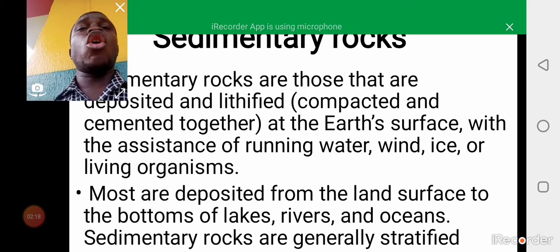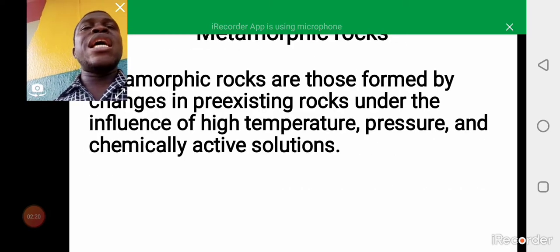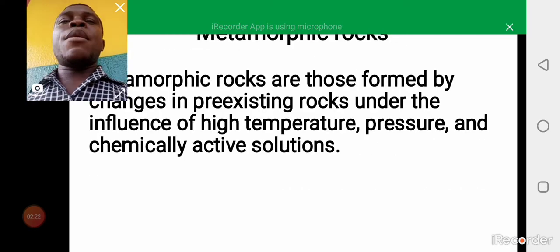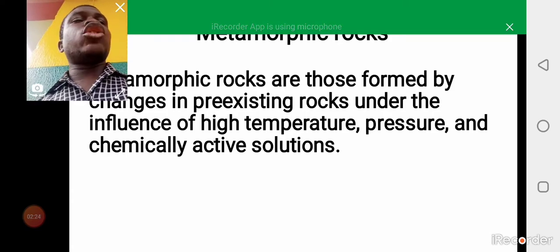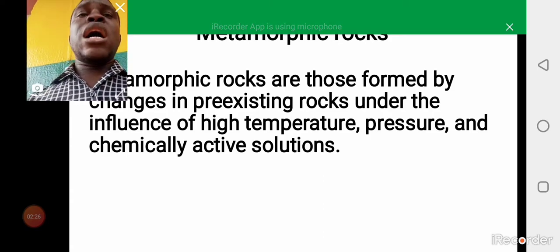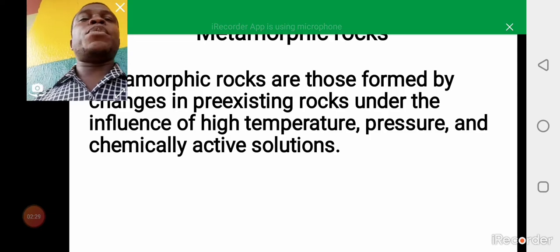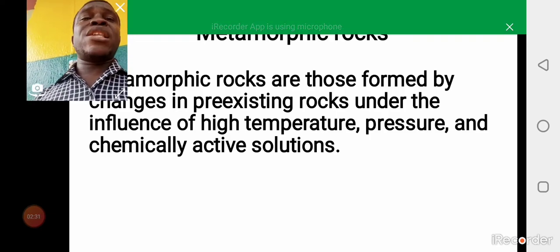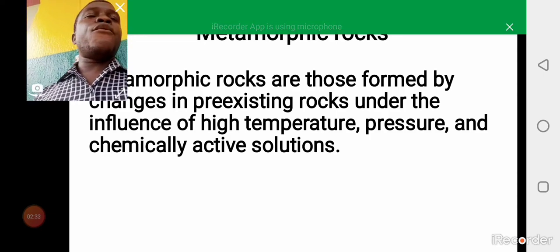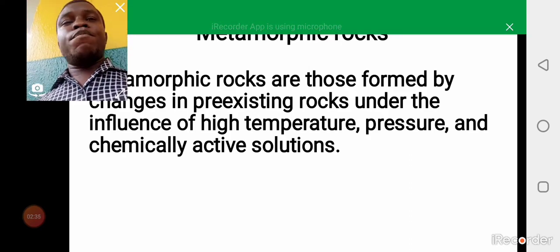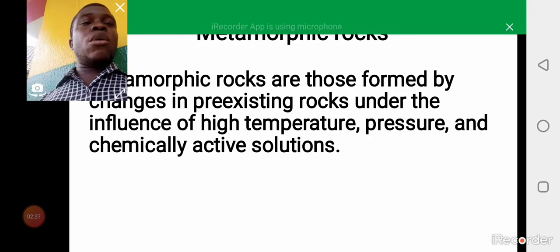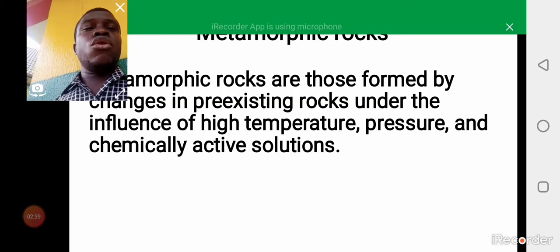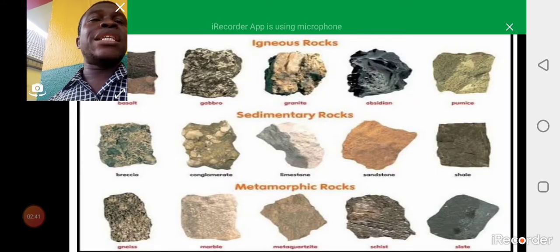That is, they also occur in layers. Next is your metamorphic rock. What are metamorphic rocks? It is the combination of your sedimentary and your igneous rock. So S plus I will give me M, which is your metamorphic rock. And take note that metamorphic rocks are formed from pre-existing igneous and sedimentary rock.